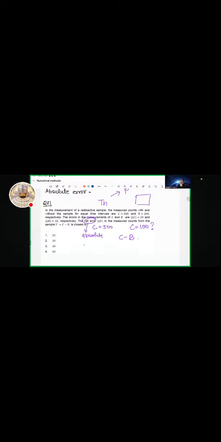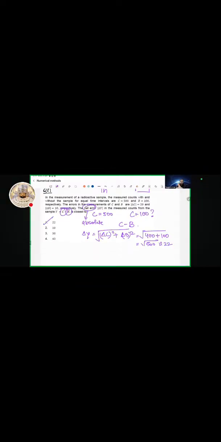What formula will it be? Delta Y will be the square root of delta C squared plus delta B squared. Delta C squared is 400. Delta B squared is 100. The square root of 500 will be approximately 22, which gives you option A. Happy? Everyone done with the question? Clear with the question? Perfect.